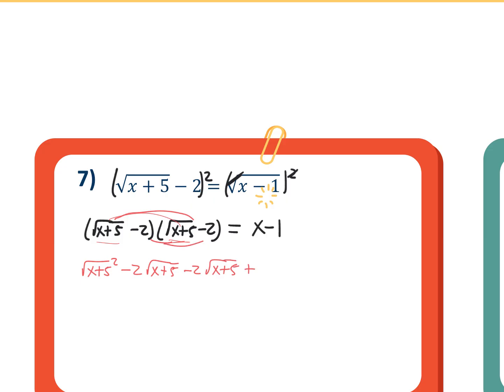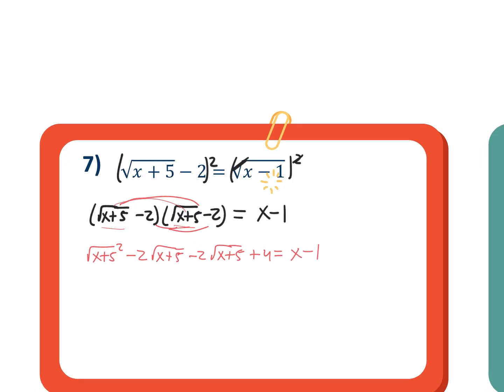Negative 2 times negative 2 is 4, equals x minus 1. The square root and the square cancel over here, so I get an x plus 5 minus 4. Now we have 4 of these things: I have 2 over here, 2 over here, and that becomes 4. So I have 4 of these square root of x plus 5s. Actually, just kidding, we have a 4 here, so plus 4 equals x minus 1.